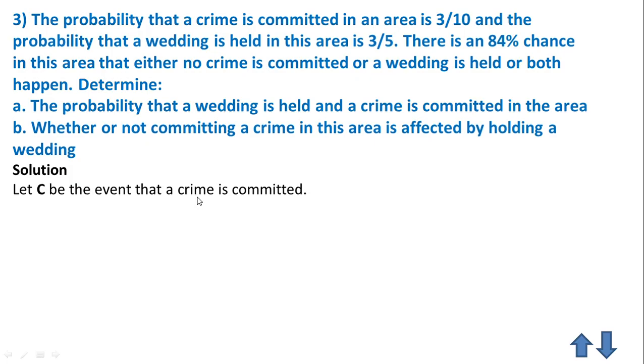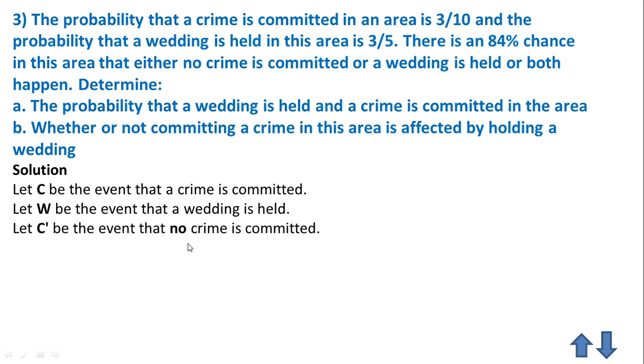Now this scenario, we can start by writing. Let C be the event that a crime is committed, W be the event that a wedding is held, C prime be the event that no crime is committed. The probability that a crime is committed is 0.3 from the question. They gave us 3 out of 10, which is 0.3. The probability that we have a wedding is 3 out of 5, which is 0.6.